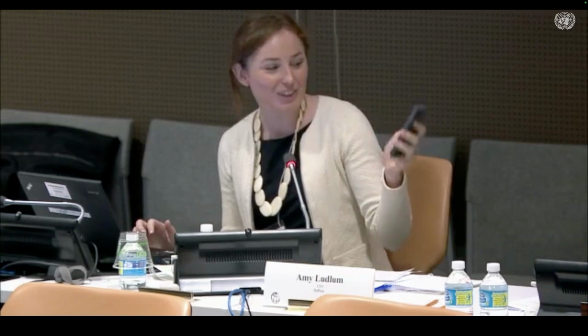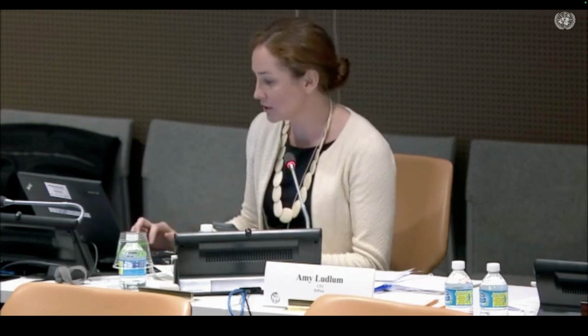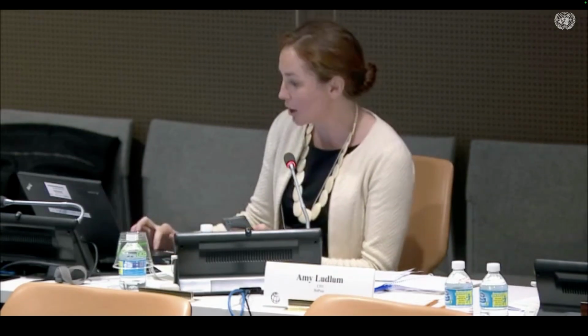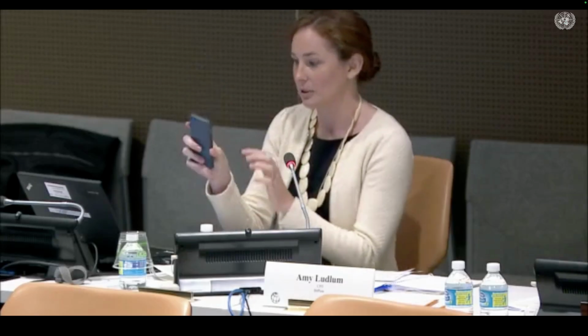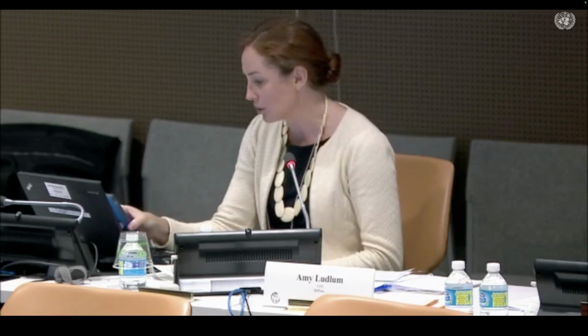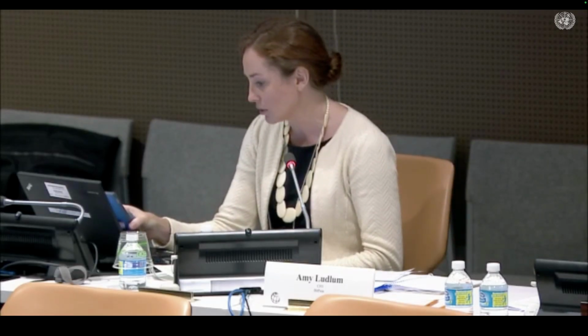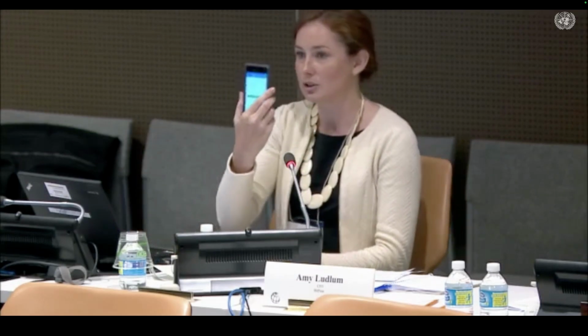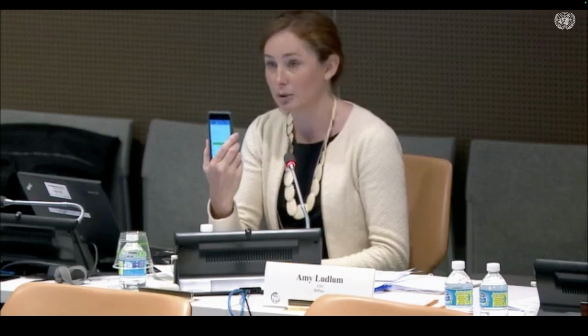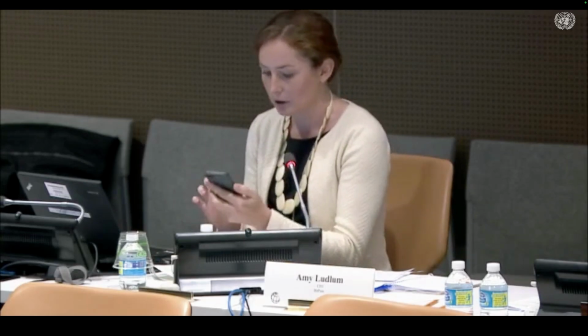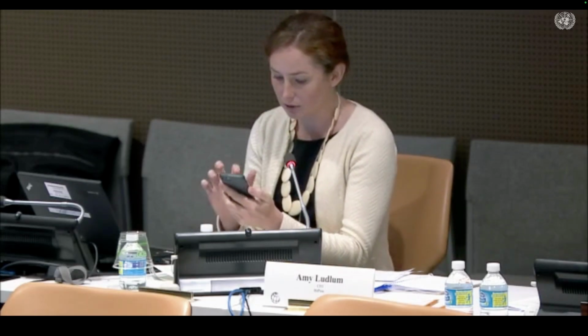So what I can do is, if this were on my computer, I would copy and paste this address. But since I have it on my phone, I'm going to take a picture. I have this camera setting. I'm going to take a picture of this QR code on the screen here. The moment I took that picture, it's already populated the information. It pulls the address and the amount, 0.0086, a really tiny amount. So all I do is click send, confirm, yes.